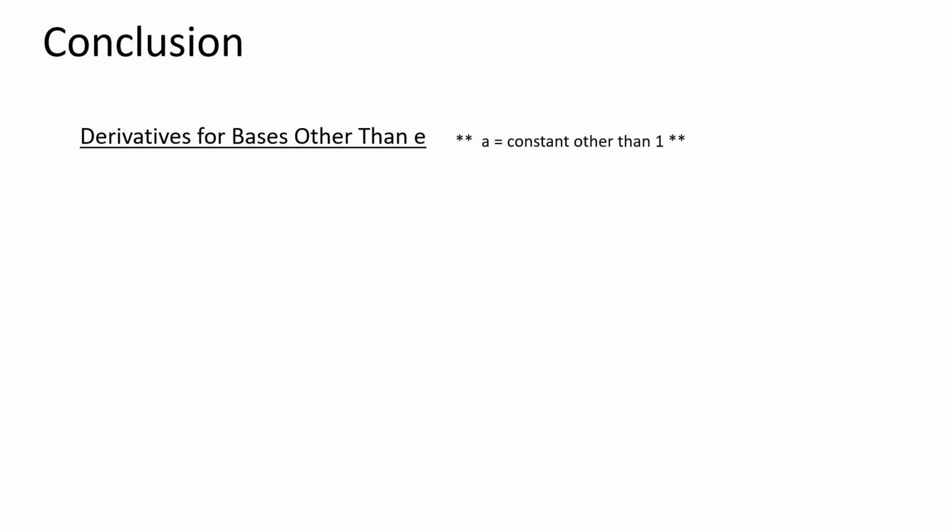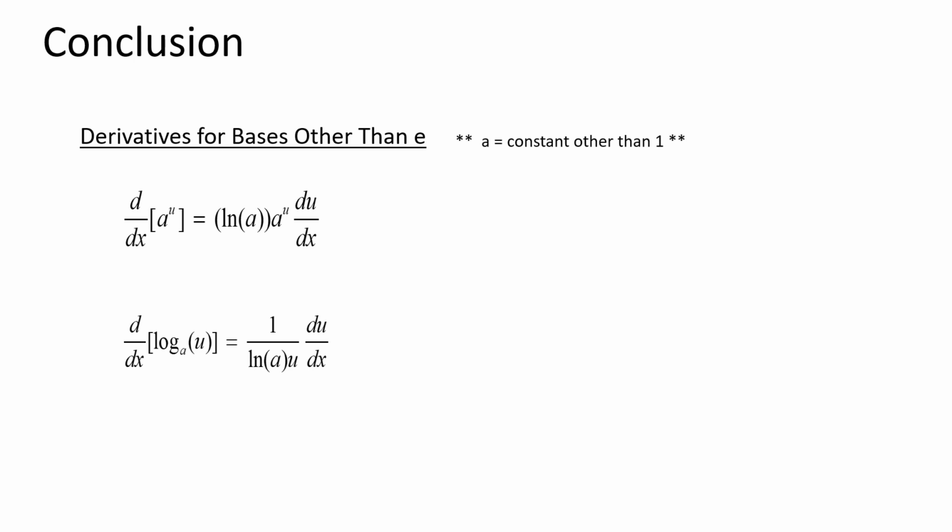Okay, to summarize our lesson, we were learning how to take the derivative of a function that has a base other than e. Again, keep in mind our a in this case will be a constant other than 1. If you're given an exponential function such as a^u, your derivative will be ln a times a^u times the derivative of u. For a logarithmic function, your derivative will be 1 over (ln a times u), that whole quantity, times the derivative of u.